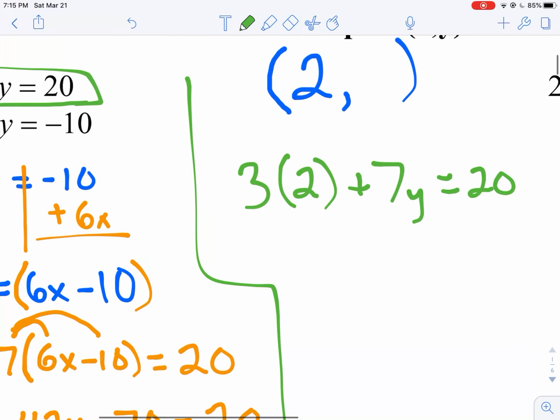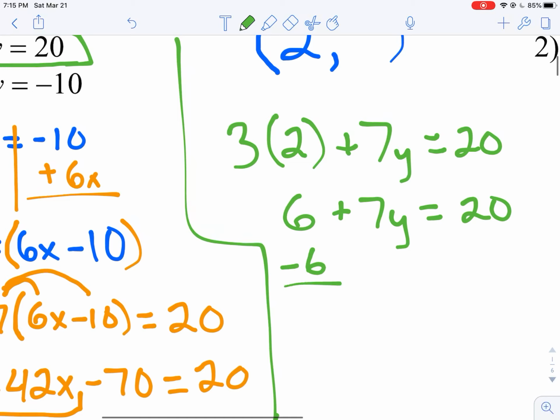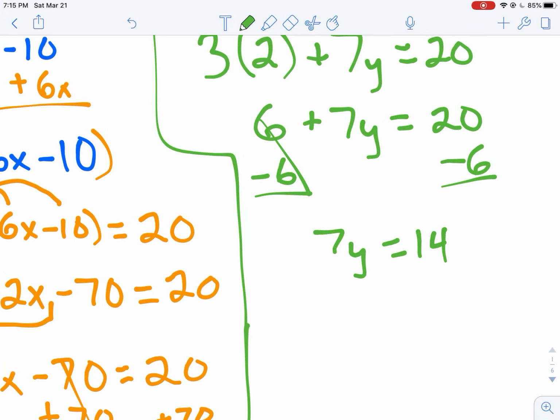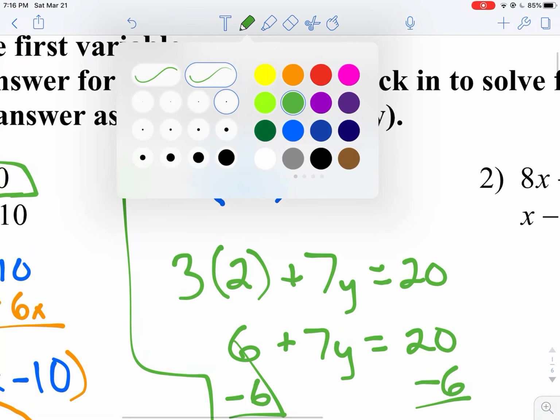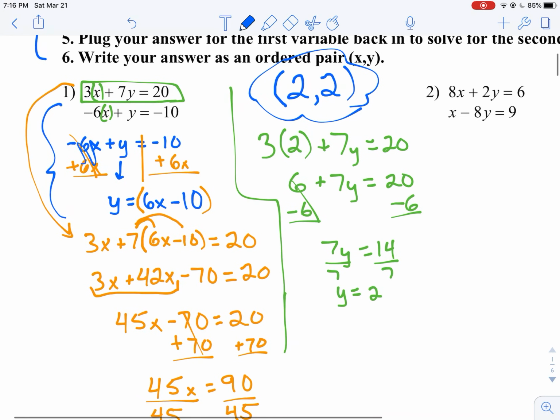All right. And now from here, it's just solving again. 3 times 2 is 6. All right, and now it's a 2-step equation again. You'll be doing a lot of these as we had been doing before break. All right, 7y equals 14, and y equals 2. Divide by 7 there. All right, so x is 2, and look at that. Y happens to be also 2. And that's my final answer in blue there, that ordered pair.